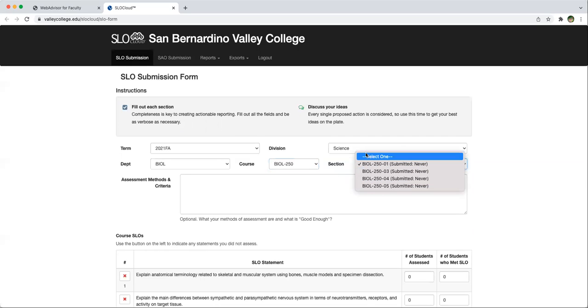Again, make sure that you complete the SLO by the deadline. You can do all of them in one sitting. You can do them multiple times. But if you do start an SLO, you do need to complete and submit it. Other than that, I think that's it.